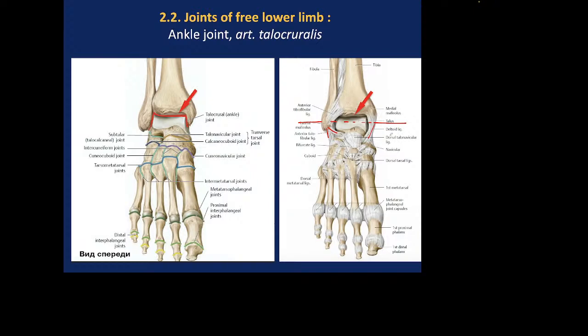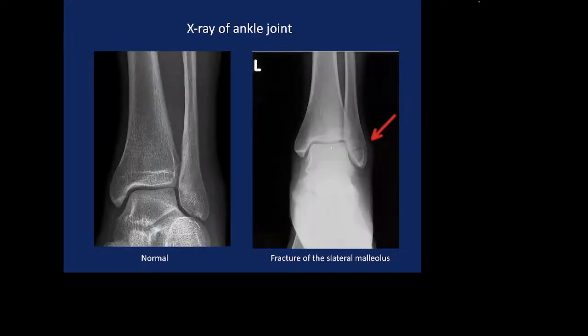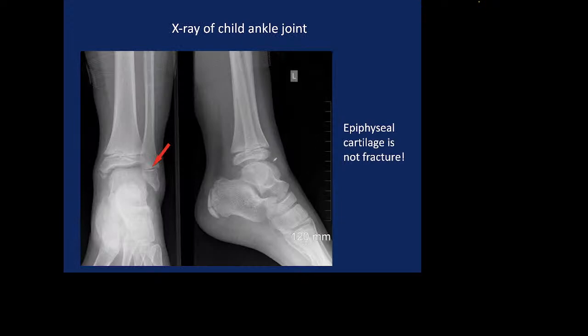We call medial ligament as a deltoid ligament, and there is also some X-ray picture of these joints. If you take a look, we usually examine frontal projection of these joints. In frontal projection of this patient, we see fracture of the lateral malleolus. This is a part of the fibula.